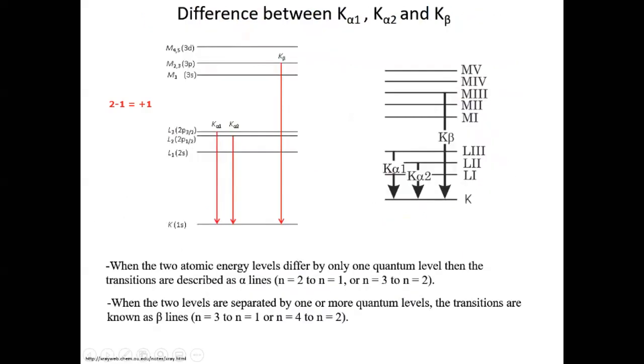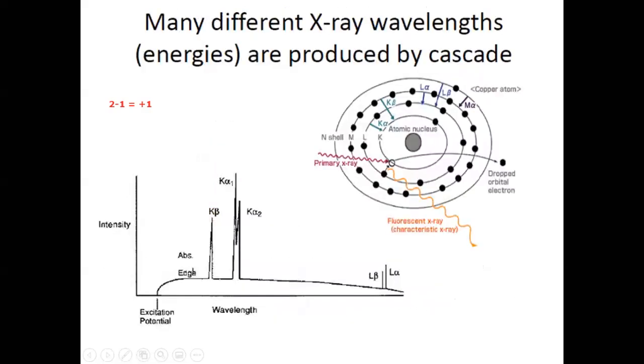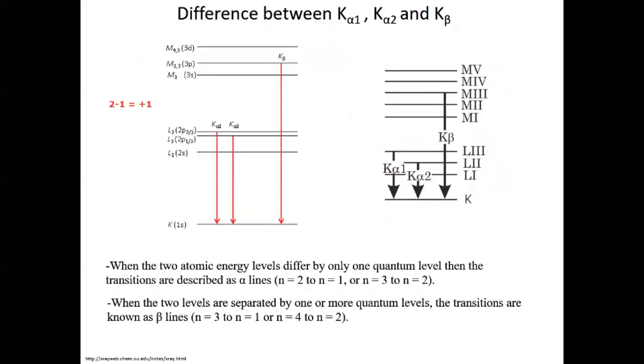And then K beta is a big energy gap, and that's why K beta is further to the left. It has a very short wavelength compared to K alpha. So again, from the energy gap, you can get a reference of where the wavelength will be. So that's why we have 2 K alphas, because the 2p orbital splits into 2p 3 halves and 2p 1 half. And you get both transitions.